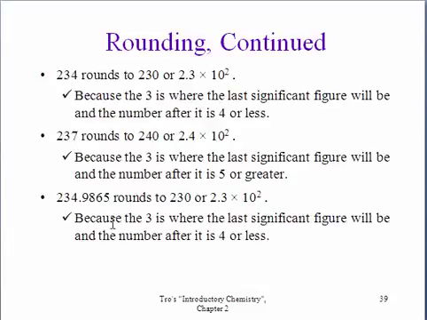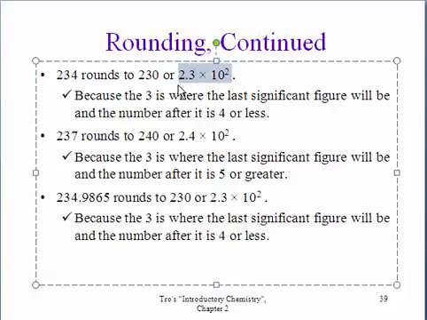Now let's look at larger values. Let's look at 234. If we round this to 2 sig figs, then we're going to end up with 230. It does not round to 23. When you round a value, you cannot change the magnitude of the number. So 234 rounds to 230. Now remember, we don't like to have trailing zeros without a decimal point, so it's best to express this in scientific notation, 2.3 times 10 to the 2.